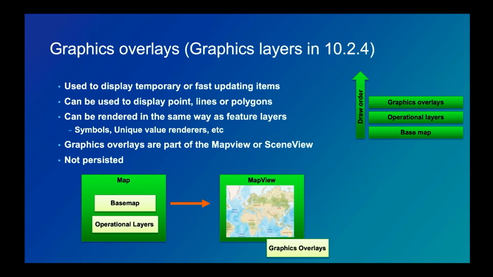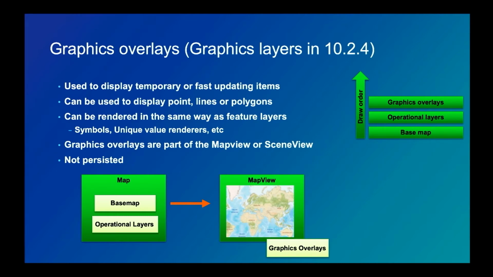You'll notice that the graphics overlays are part of the map view or the scene view. Now you may think, oh, that's wrong because the data side of our application is inside the map. Well, the reason that it's in the map view and the scene view is this data is not persisted. So a map can be inflated in its entirety from something like a web map in ArcGIS Online. The graphics overlay information is just temporary data. You're entirely responsible for maintaining that because it's in-memory, temporary information that is not saved back to the map or the map view.